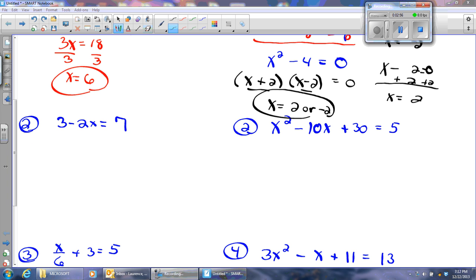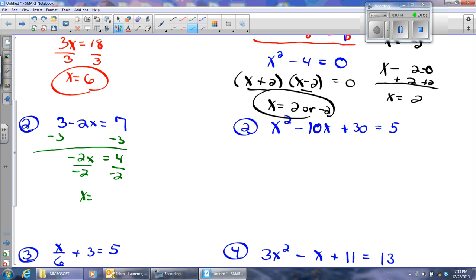Okay, so problem number 2 on the left, it's linear. So I'm going to listen to Saddam. To get rid of that 3, I'm going to subtract 3. And I'll get negative 2x equals 4. And I'll divide by negative 2. And then x will equal negative 2, right?